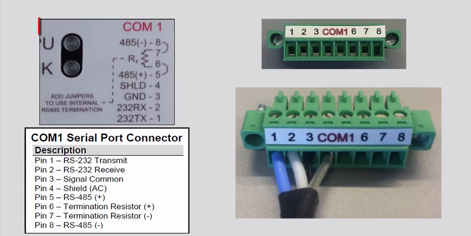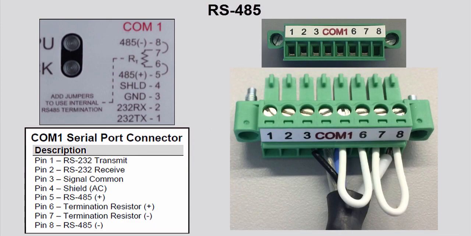Serial connections should be wired according to the chart on the back of the controller. For RS-232, transmit and receive signals are wired to pins 1 and 2 of the connector, respectively. Signal common or ground is wired to pin 3. Shield wire is wired to pin 4. RS-485 connections should be wired as follows. Signal common or ground is wired to pin 3. Shield is wired to pin 4.